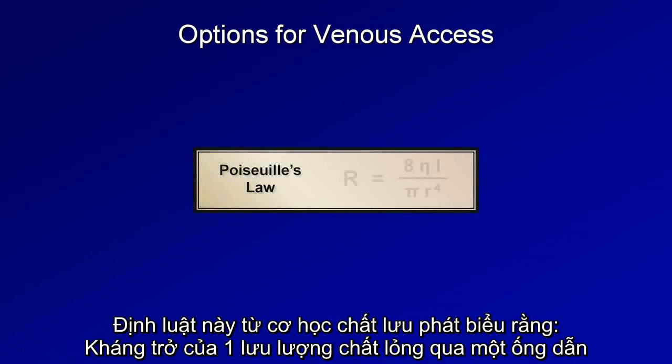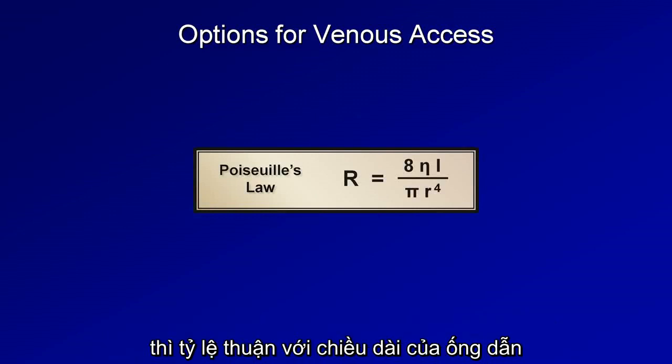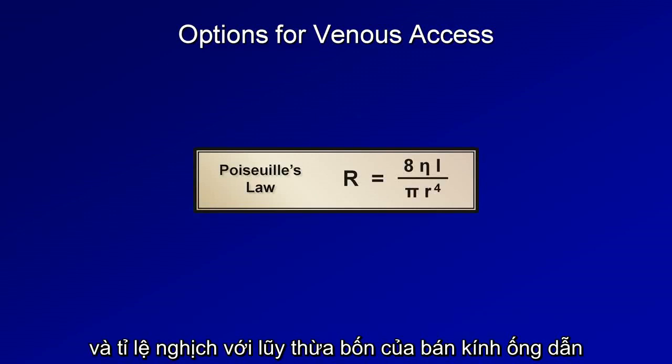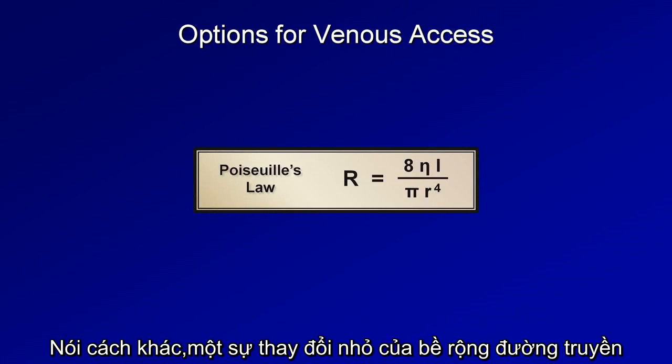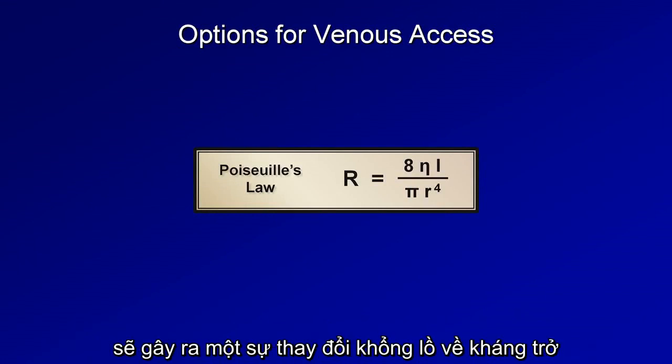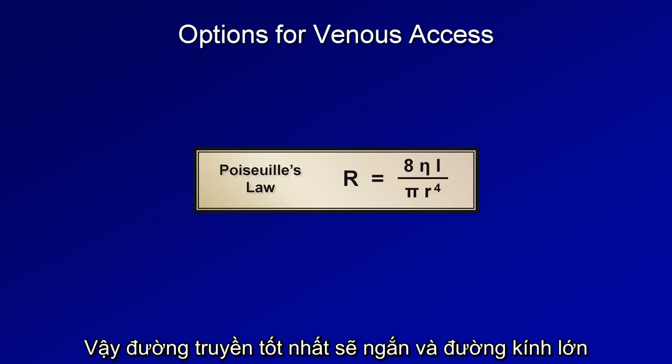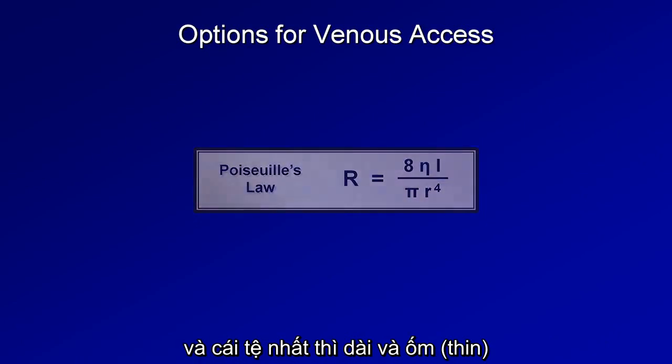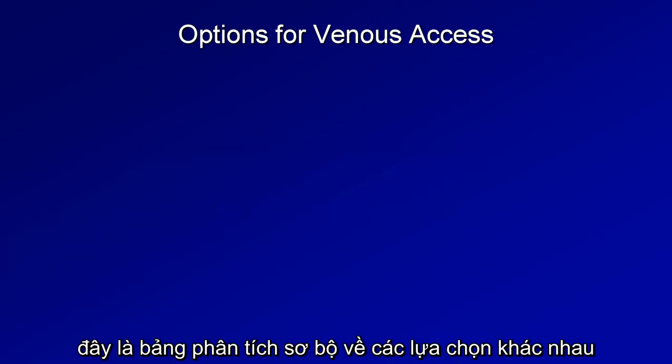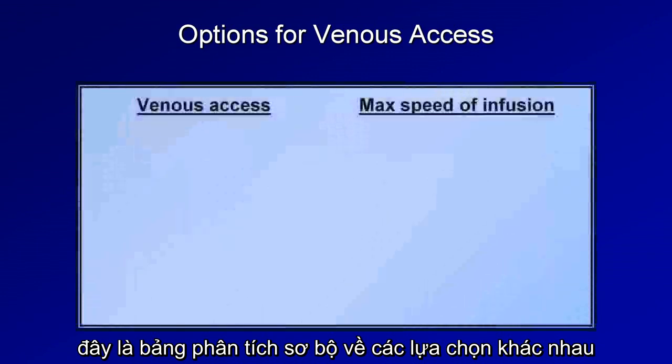This law from fluid mechanics states that the resistance to fluid flow through a tube is proportional to the length of the tube and inversely proportional to the radius to the 4th power. In other words, small changes in the width of the line make huge changes in the resistance. So the best line would be something that is short and large bore, and the worst is one that is long and thin. So here's a rough breakdown of various options.